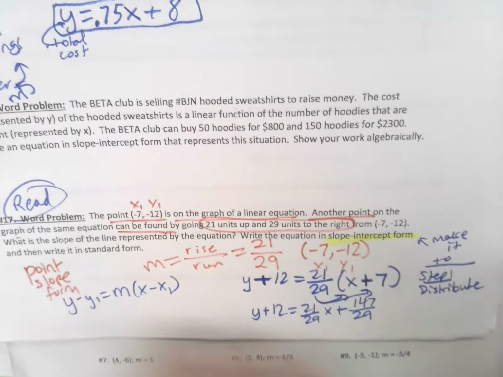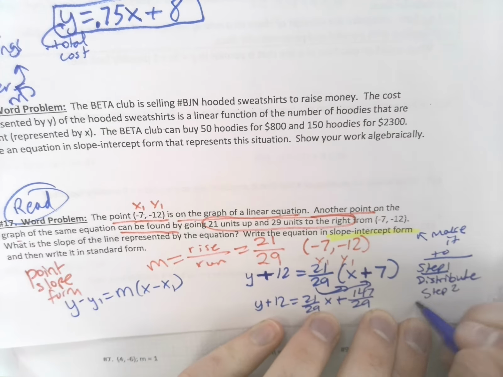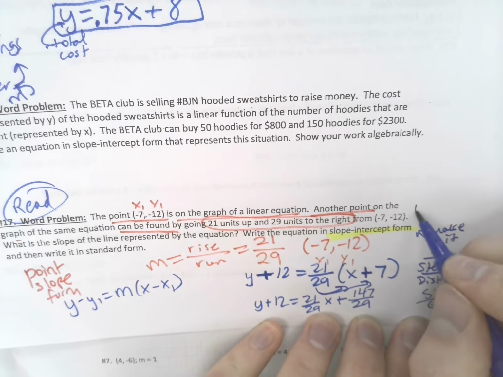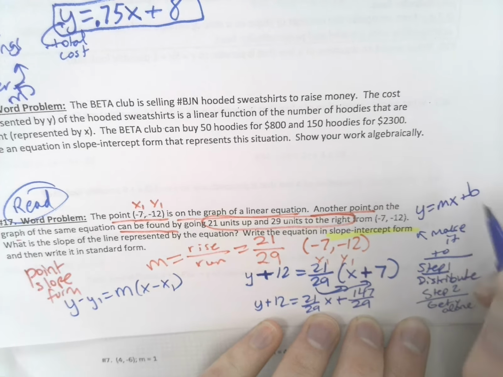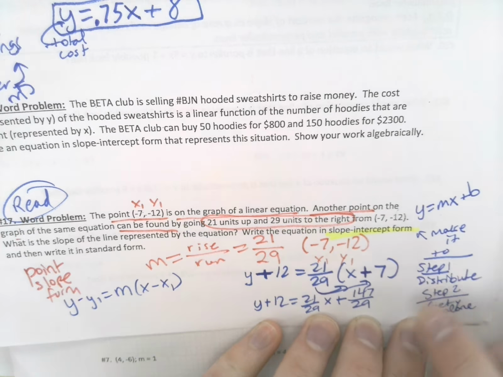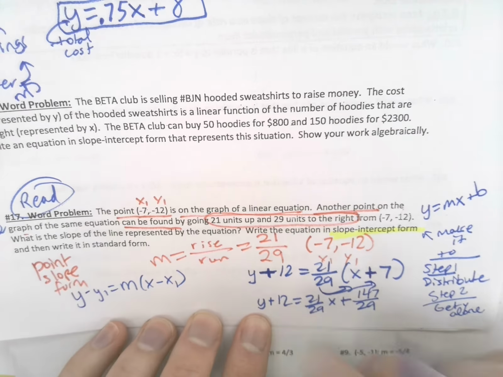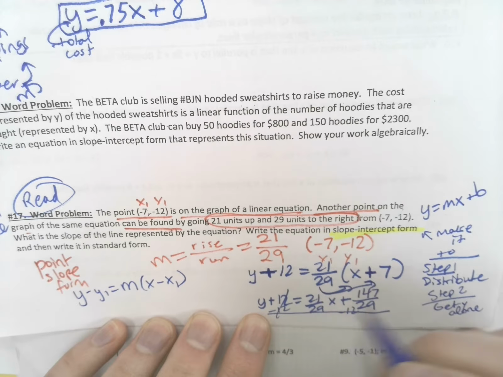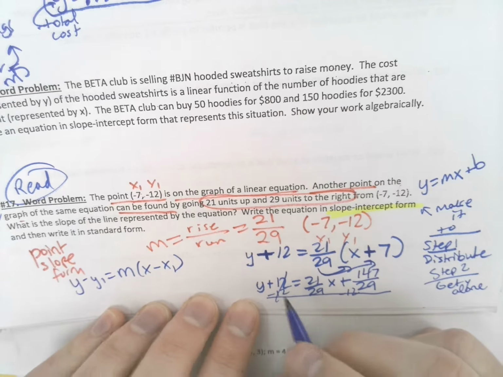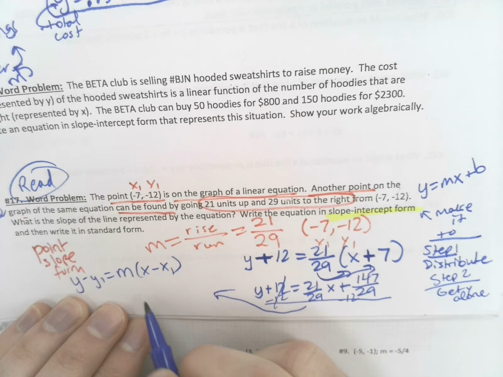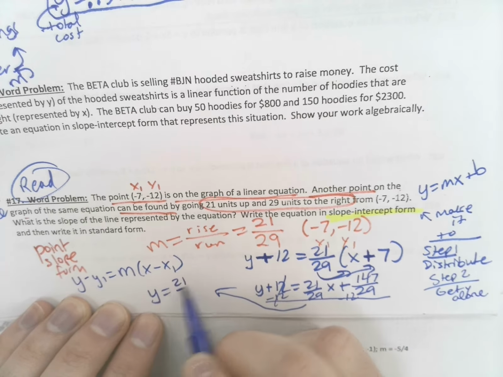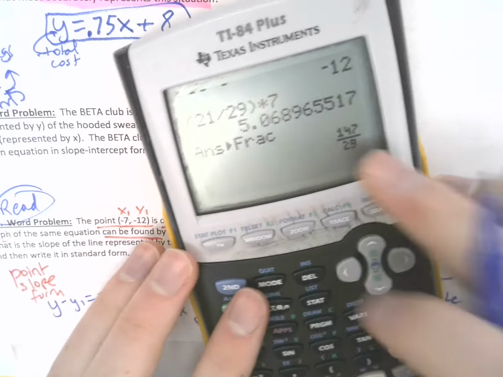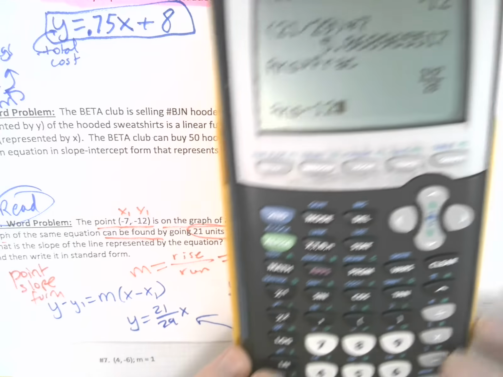And then finally, step 2, you want to get y alone. If we're trying to put this into slope-intercept form, that's y equals mx plus b. Y needs to be by itself. So right now we've got plus 12 here. Let's subtract 12 from both sides. And I have no clue what that's going to give us. I'm going to pull this over here. Y equals 21 over 29x, and then 147 over 29 minus 12.